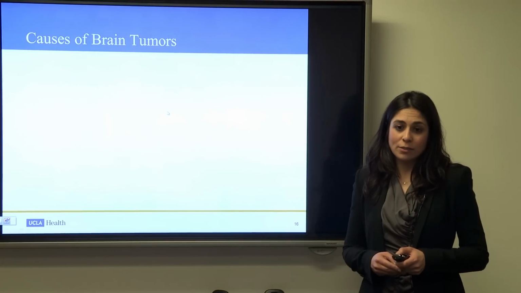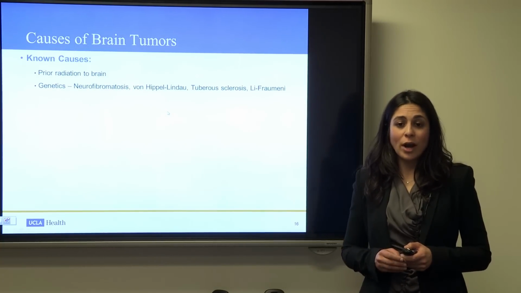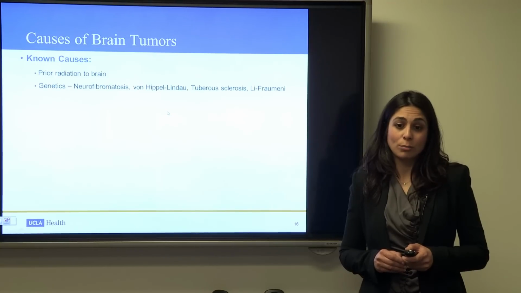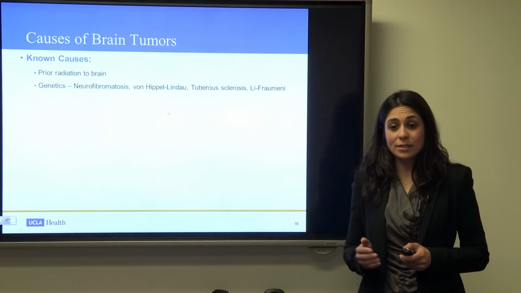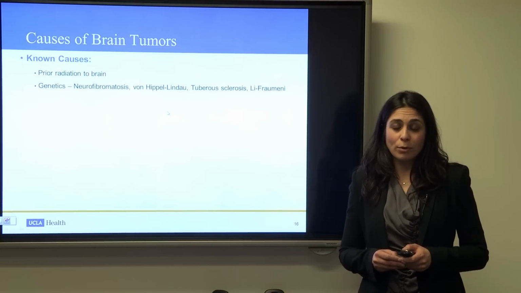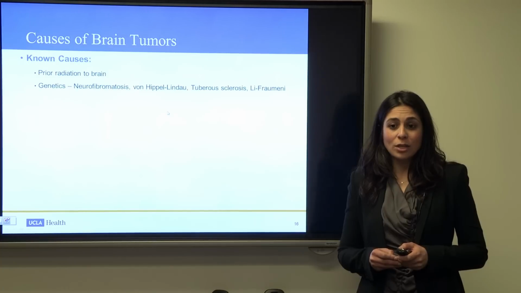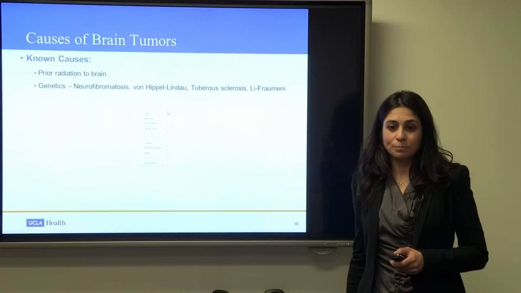What are some causes of brain tumors? Well, we do know that there are some clear causes. Prior radiation therapy to the brain. For example, if a patient had radiation to the brain as a child, it's possible that as an adult they can develop a second, different type of tumor in the brain. Genetic syndromes such as neurofibromatosis, von Hippel-Lindau, tuberous sclerosis, or Li-Fraumeni also lead to brain tumors.